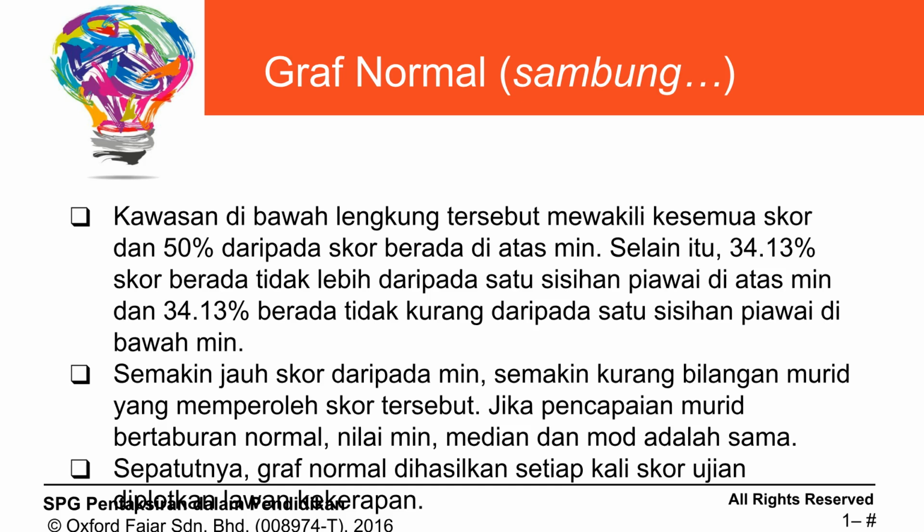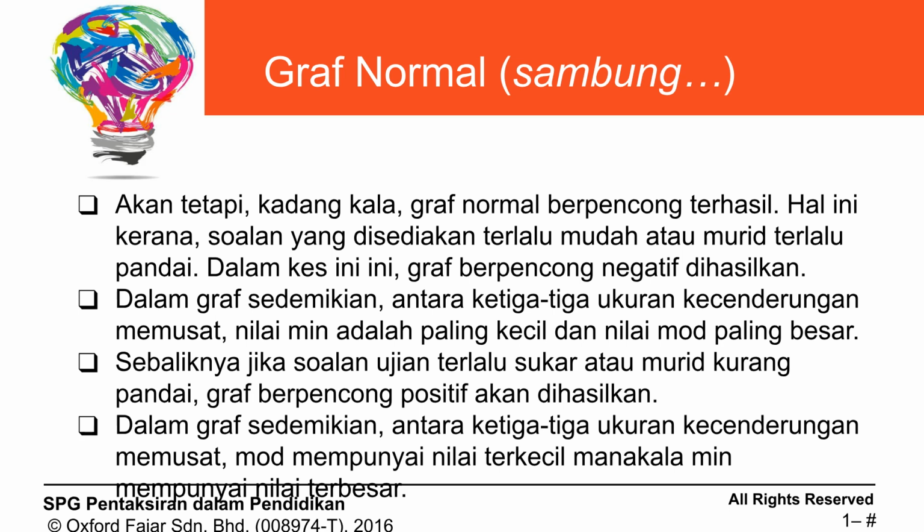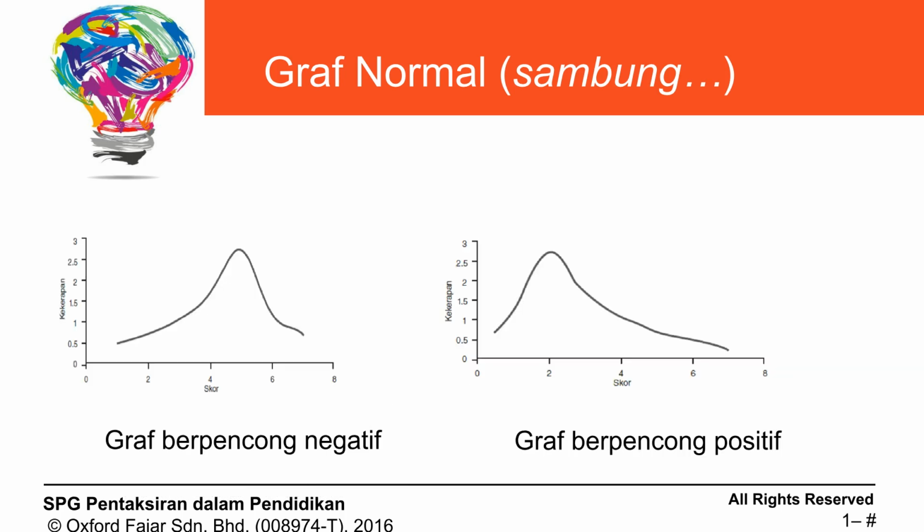The graph should be produced every time test scores are plotted against frequency. Sometimes, a skewed graph results. If test questions are too easy, a negatively skewed graph results, where the mean is smallest and the mode is largest. If the test is too difficult, a positively skewed graph results, with the mode smallest and the mean largest. The image displays examples of a negatively skewed graph and a positively skewed graph, illustrating how the distribution of scores deviates from a normal curve.